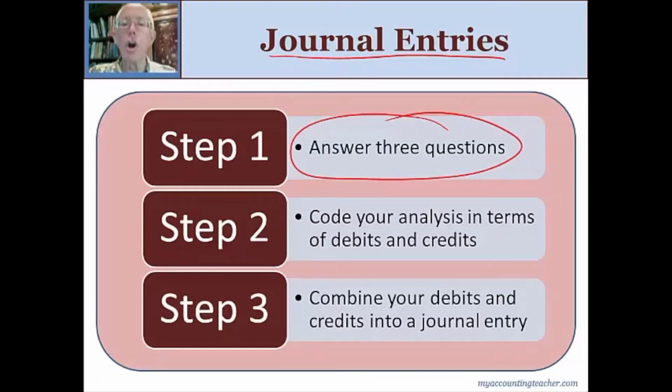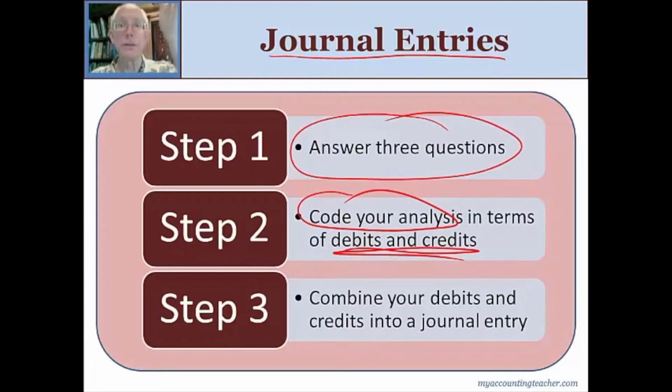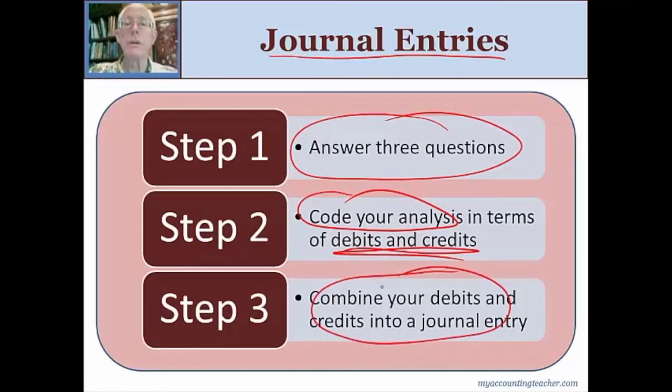Then we're going to code. Step 2 was to code our analysis in our debit and credit language. So we know assets are up with debits, liabilities and equities are up with credits. So we remember that. And then step 3, we're going to combine these debits and credits into an accounting sentence, a journal entry that's going to be listed in this journal as we go down chronologically.